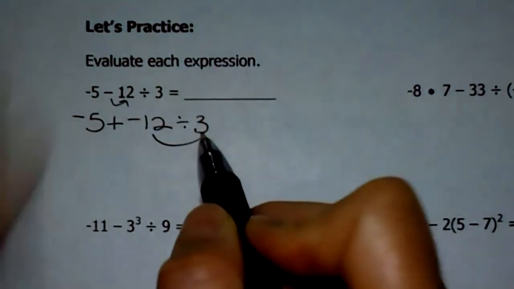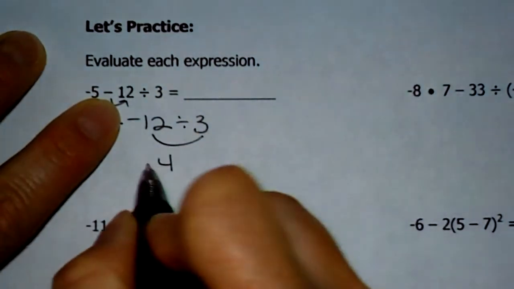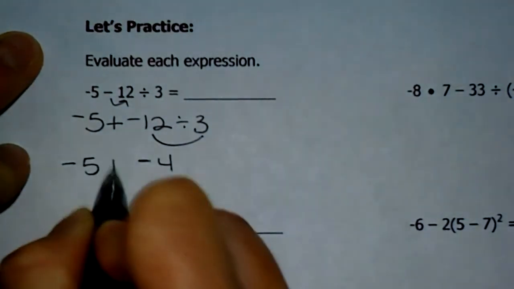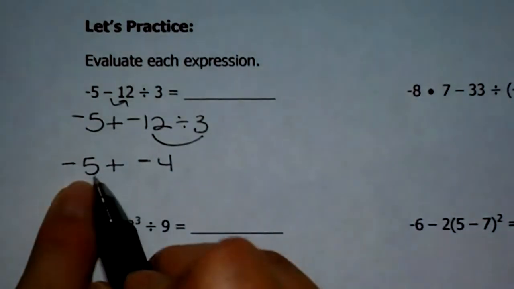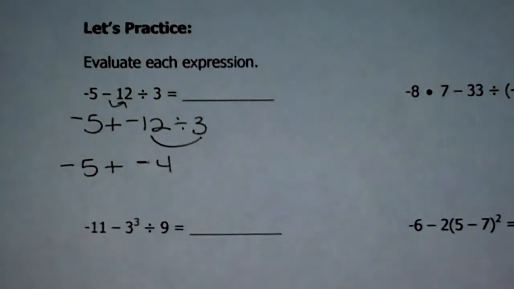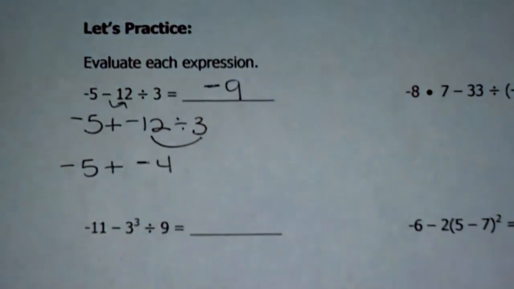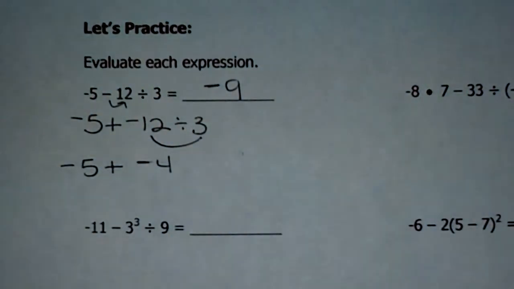-12 divided by 3. 12 divided by 3 is 4. A negative and a positive when you divide is a negative. So the result of that's -4. I still have my -5. I'm going to drop that down in front where it was. -5 plus -4. When you add and you have the same sign, you add normally. 5 plus 4 is 9. And you keep the sign. So voila. So again, you can't just go from left to right. You have to follow order of operations in every single one of these problems.